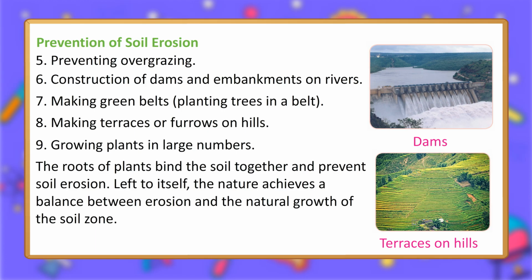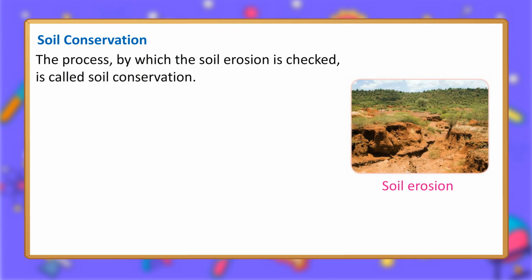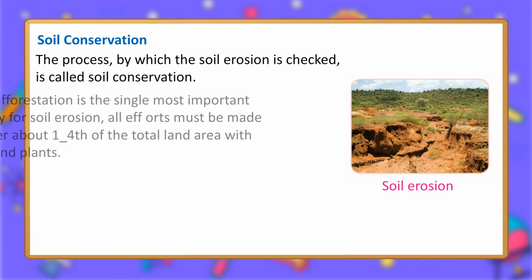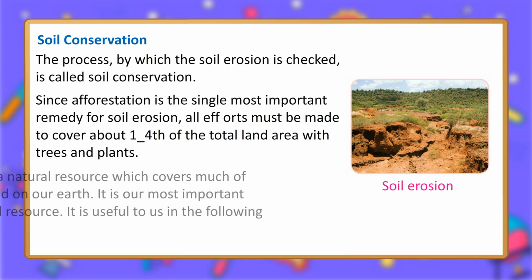Left to itself, nature achieves a balance between erosion and the natural growth of the soil zone. Dams. Terraces on hills. Soil conservation. The process by which soil erosion is checked is called soil conservation. Since afforestation is the single most important remedy for soil erosion, all efforts must be made to cover about 1/4 of the total land area with trees and plants.